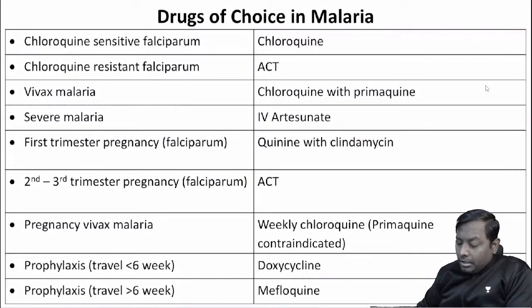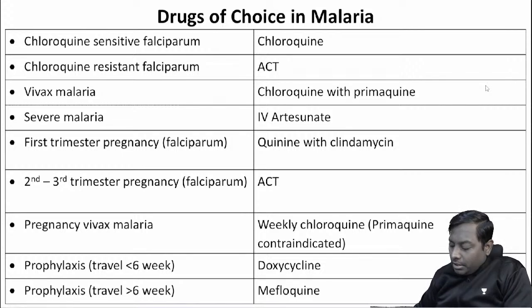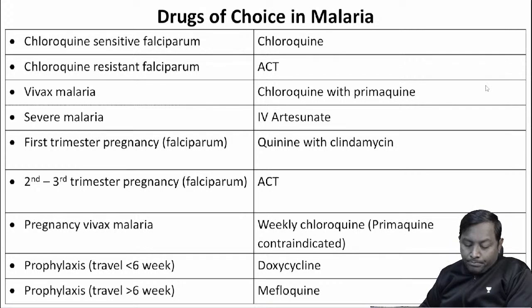Then don't forget the important drugs of choice in malaria. You can expect a question from this table, and this will be the last table for the day. Please do remember about this one. One will be chloroquine sensitive falciparum. If chloroquine sensitive, then definitely we will be using chloroquine. But nowadays most of them are resistant.